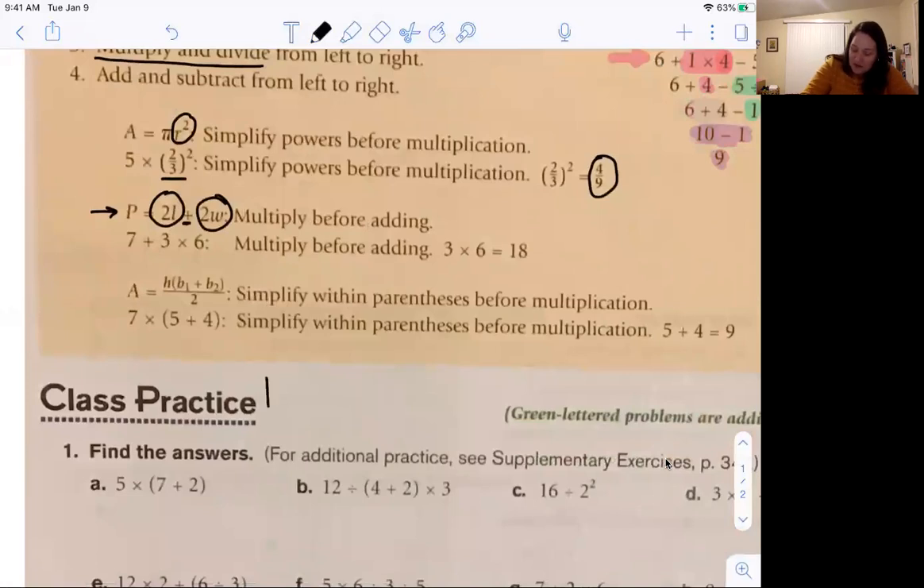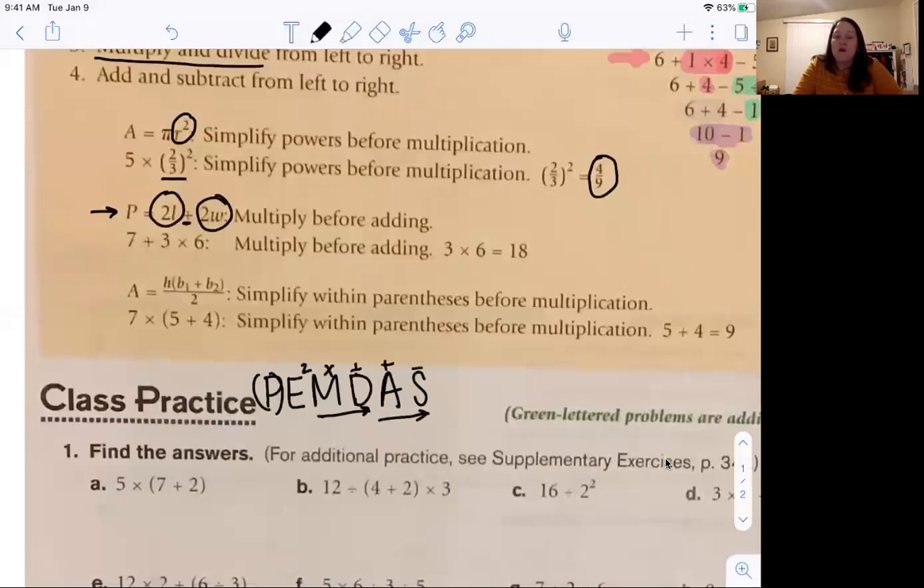According to PEMDAS, I'm going to go ahead and write it here again. PEMDAS, called the order of operations. We do parentheses, exponents, multiply, divide in the order they appear, add, and subtract in the order they appear, left to right. So if you said that we're going to do 7 plus 2 first, you are absolutely right. What is 7 plus 2? It is 9. So 5 times 9 is 45.